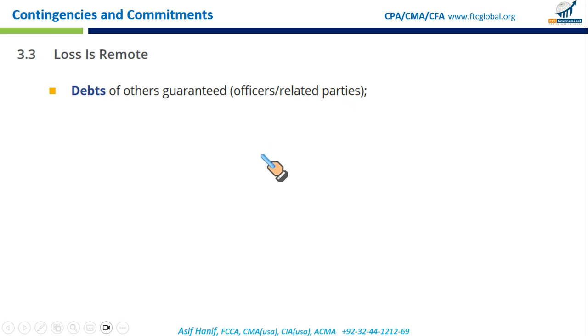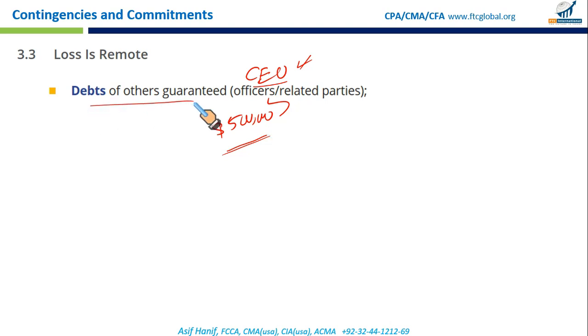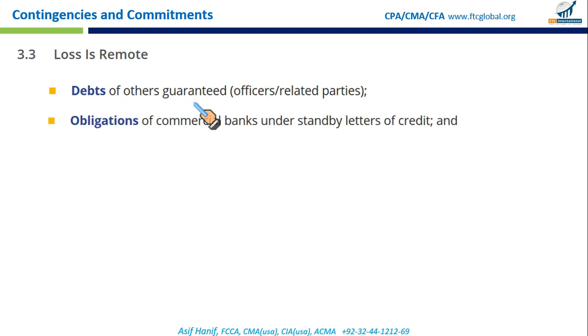Like let's say we guarantee a loan of $500,000 taken by our chief executive officer. So if the CEO's personal loan defaults, the company could be held responsible, right? Even if the chance of default is very low, this is disclosed in the notes because we have this guarantee given. Second, obligations of customers, commercial banks under standby letters of credit.